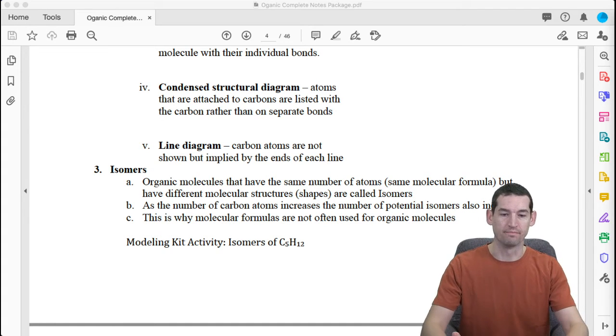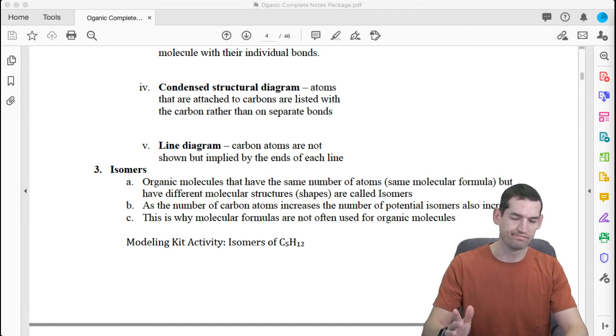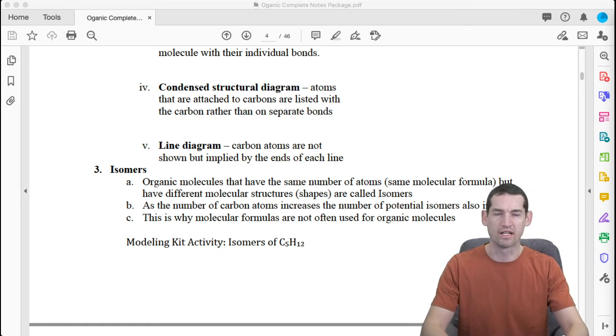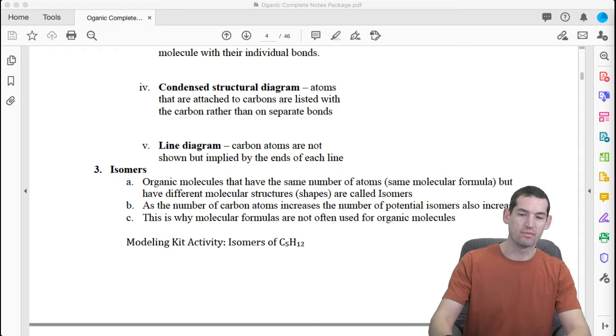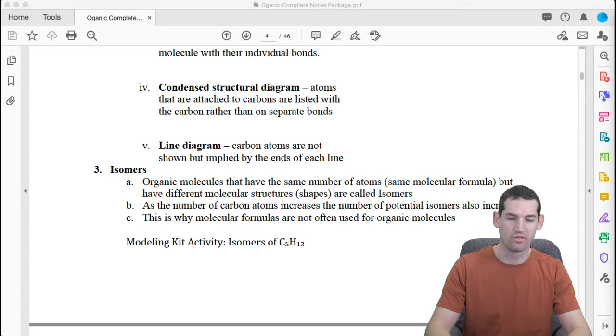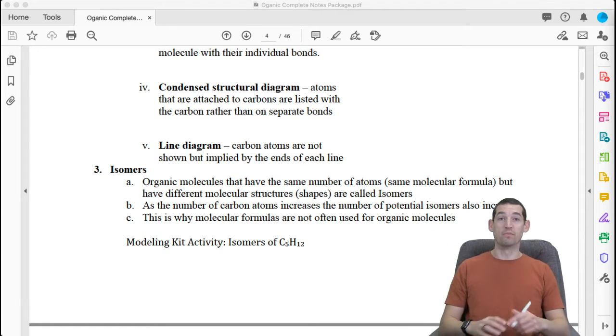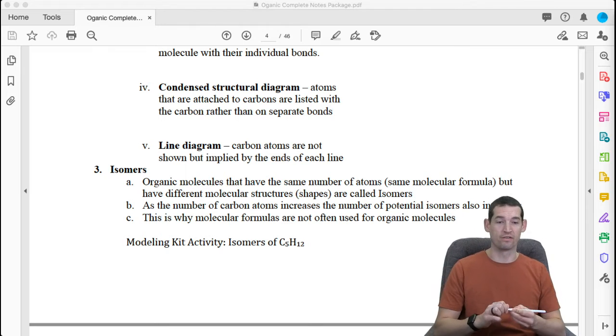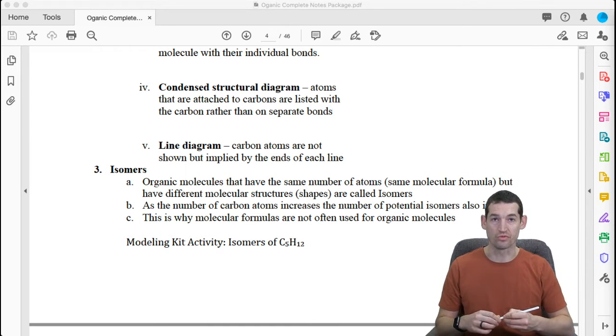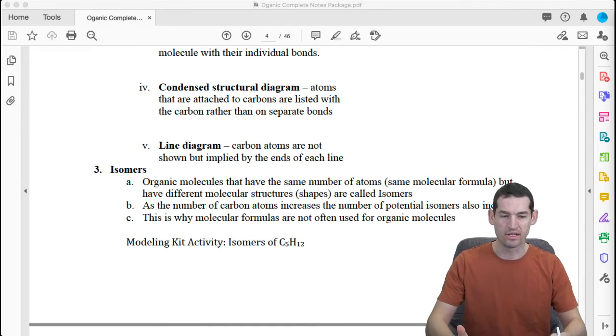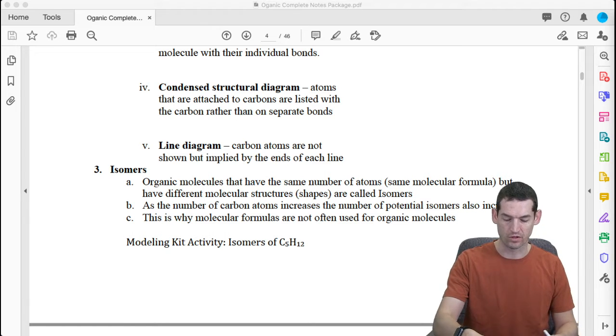So let's just keep going, and we'll talk more about isomers later on, but I just want to give you a general idea here. As the number of carbon atoms increases, the number of potential isomers also increases. And this is why molecular formulas are very unuseful. Let me give you an example to go along with this.